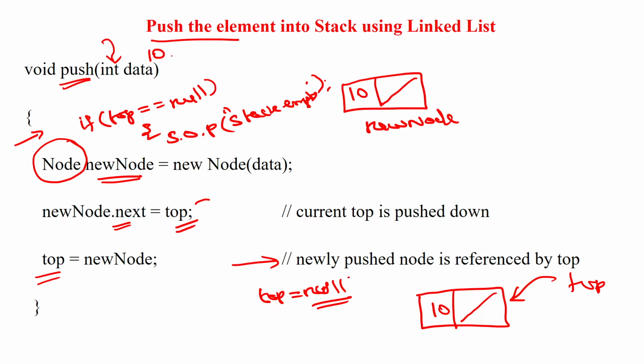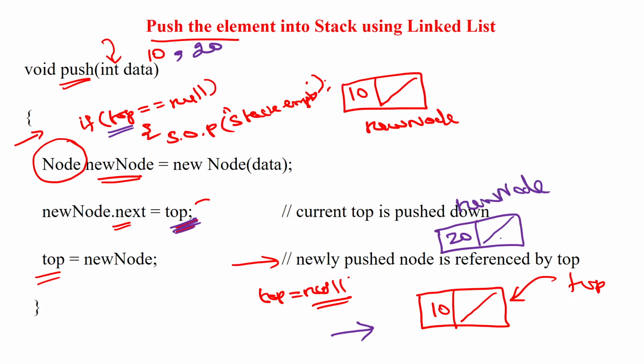Suppose again I am calling the push operation with node data value 20. Again we check whether top equals null or not. No, it is not null, it is having a node. So we have created the node with value 20, whose next is as of now null. Then top is assigned to new node dot next, where 20 is the new node.